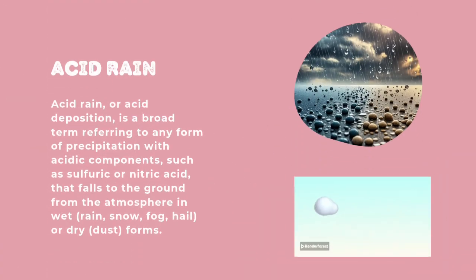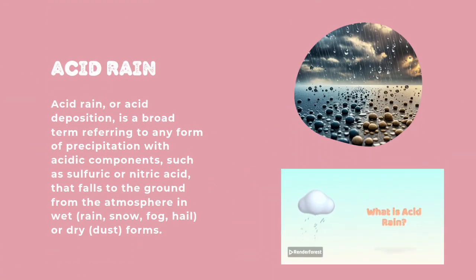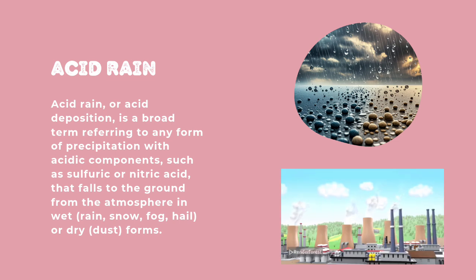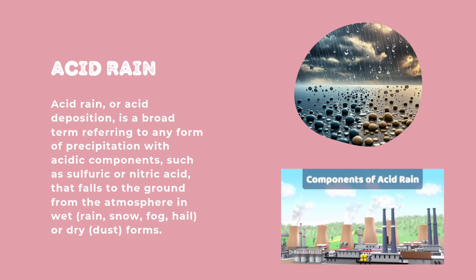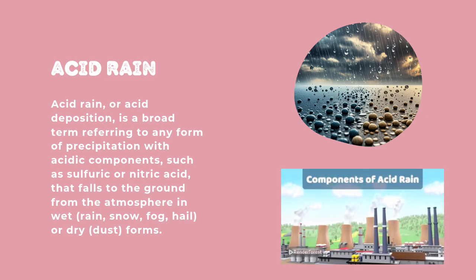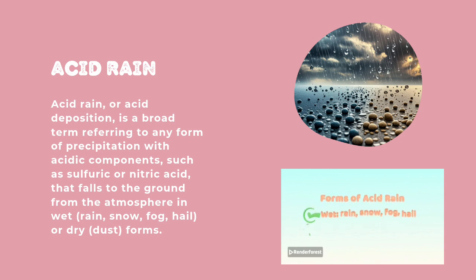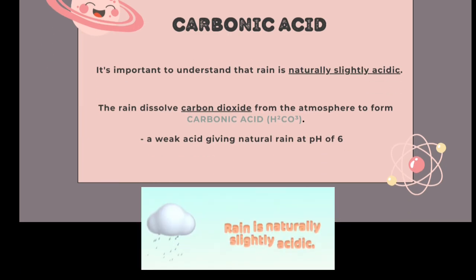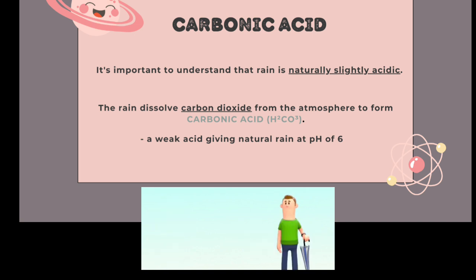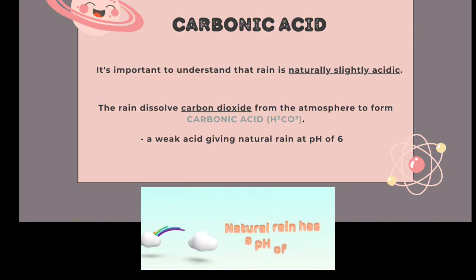Acid rain, or acid deposition, is a broad term referring to any form of precipitation with acidic components, such as sulfuric or nitric acid, that falls to the ground from the atmosphere in wet forms, rain, snow, fog, hail, or dry dust. It's important to understand that rain is naturally slightly acidic. The rain dissolves carbon dioxide from the atmosphere to form carbonic acid, H2CO3. Carbonic acid is a weak acid, giving natural rain a pH of 6.